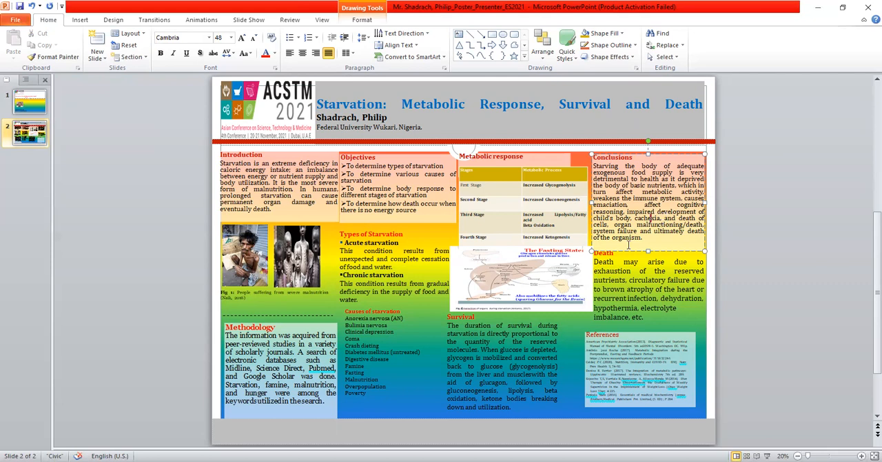People should insist on taking care of their body by giving the body the right nutrients in order to avoid all these problems that are listed in the conclusion.